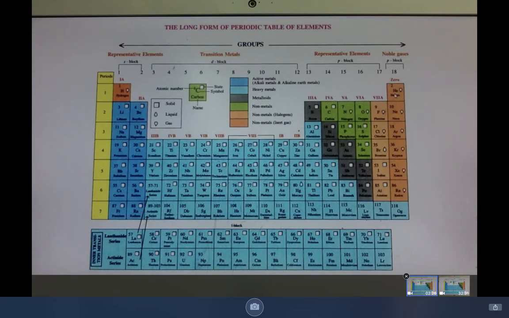If you look carefully, 2n square is what we were discussing a little while back. So 2 into 1 square, there were 2 elements in the first period. 2 into 2 square became 2 into 4, which became 8. 8 elements not only in the second period but also in the third period.